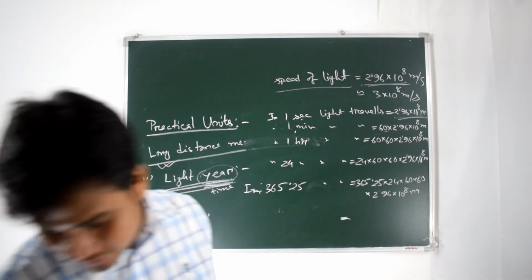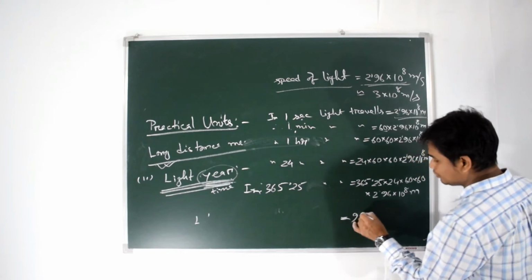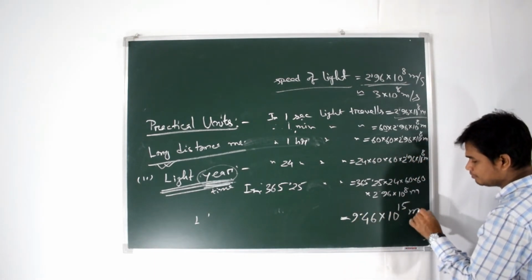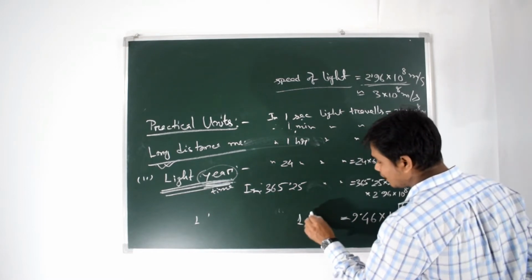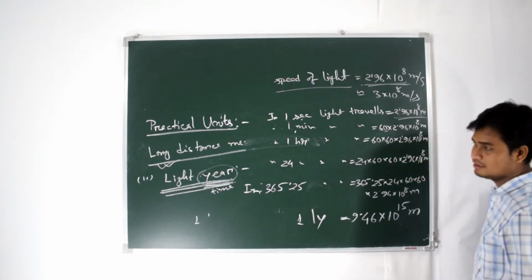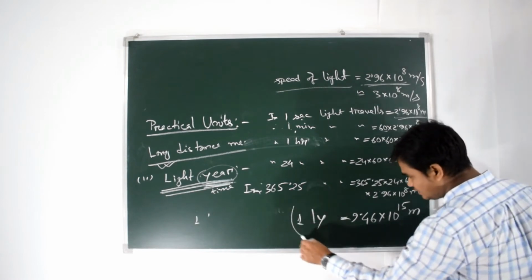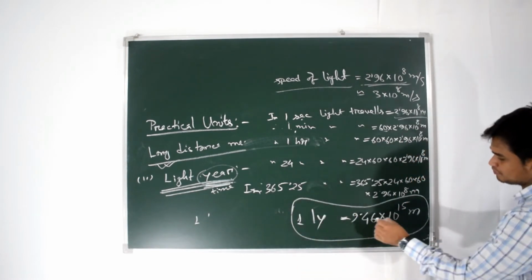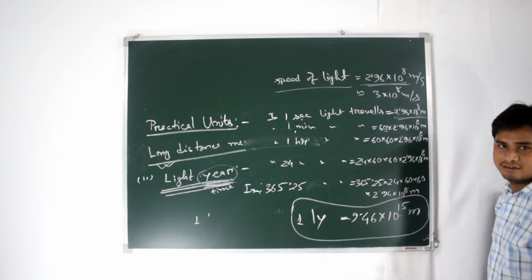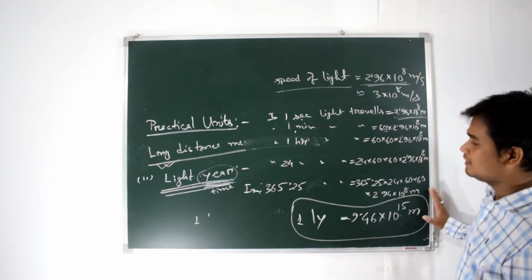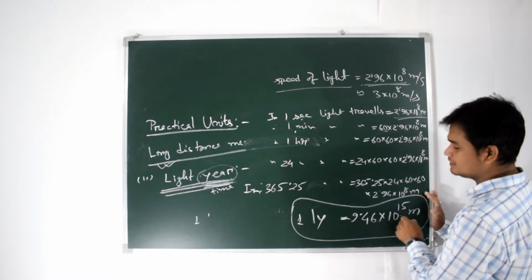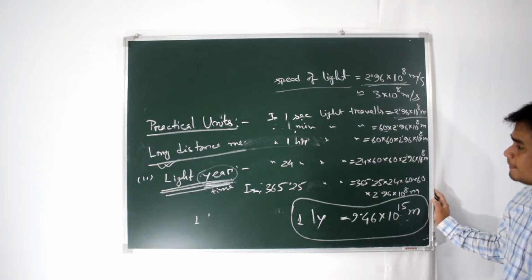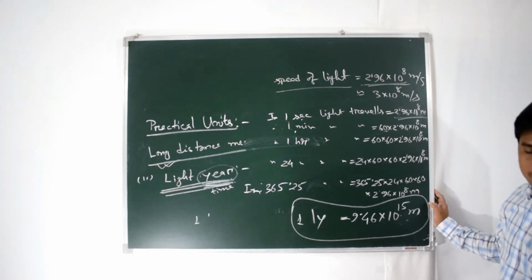9.46 into 10 to the power 15 meter. 9.46 into 10 to the power 15 meter is equal to what? 1 light year. 1 light year means light travels a distance of 9.46 into 10 to the power 15 meter in a year. This is a very large distance unit. It is also used in astrophysics. Clear?